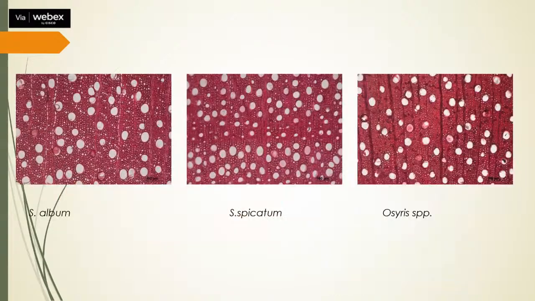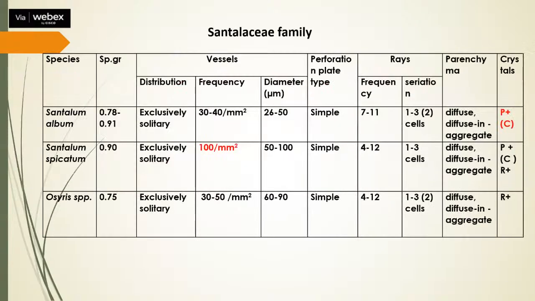But how do we differentiate these three species? You can see here Santalum spicatum, Santalum album, and Osyris species. Almost all three species have a similar structure. These are the cross sections. But then how do we identify them? How do we differentiate? You can see some of the differentiating and similar characters in these three.